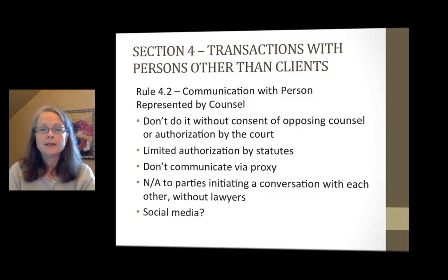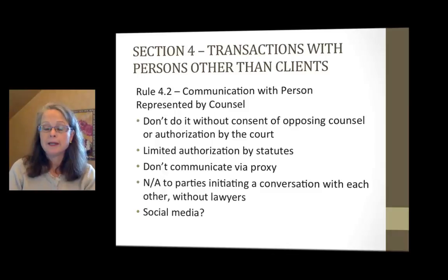The first is that parties can communicate with each other as long as they were the ones that instigated the communication. It cannot be parties talking to each other because the lawyers suggested that one or both of them do so. And secondly, there are a few statutes in Oregon that require the communication go directly to the party, and those are very narrowly construed. So there are some exceptions where you can communicate with a person represented by counsel because the law tells you you have to do it that way.